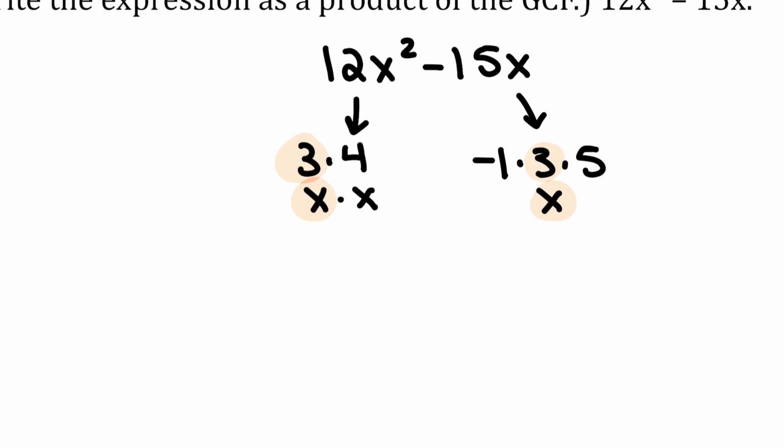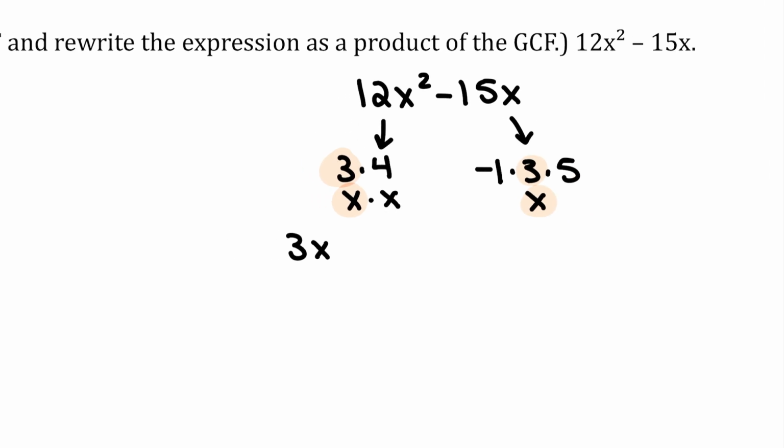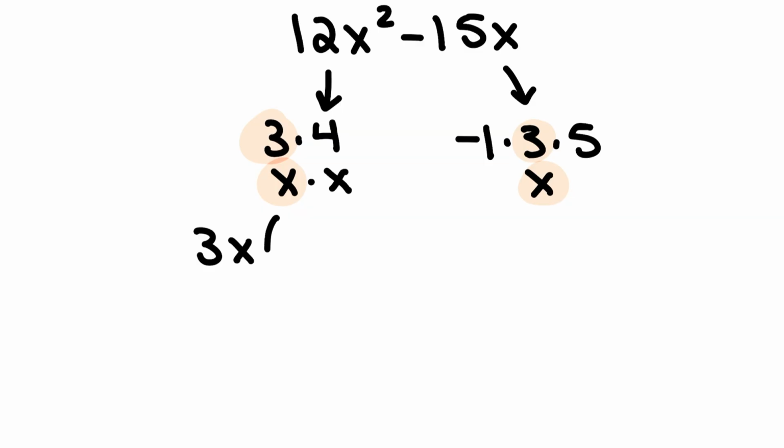Because once you circle or highlight something, just think of it as off the board, right? Like 4x is left over, and we have a negative and a 5 is left over. So our GCF is everything that we factored out. So our GCF is 3x. And then that part where it says rewrite the expression as a product with a GCF, that is our remainder. So we're going to do parentheses, everything that we did not take out.